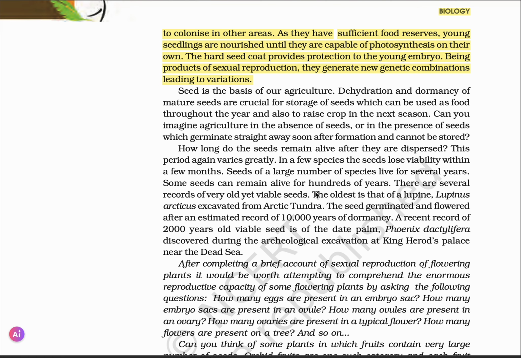Now, this is important for both NEET and other exams. This one is important from the NEET point of view as well as others.